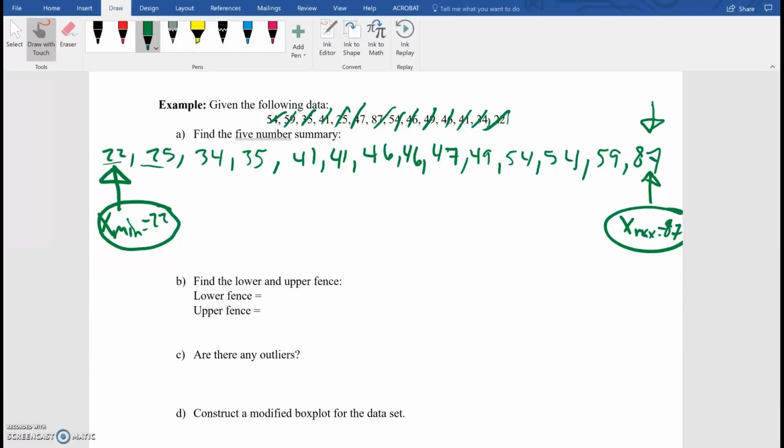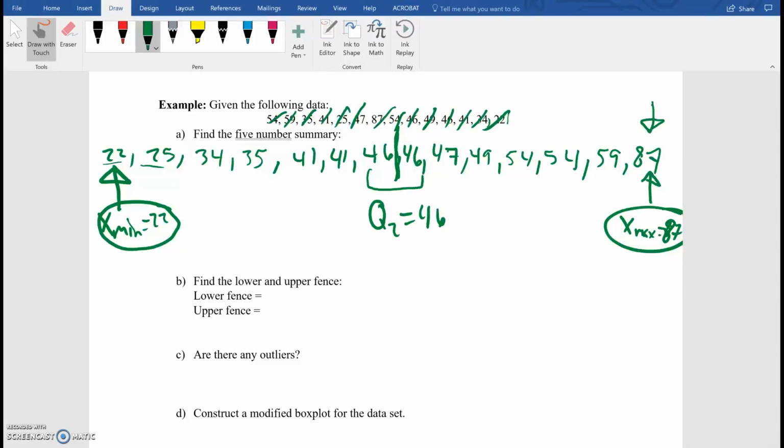Anyways, now let's go ahead and figure out where my median is. There are 14 numbers, so it's going to be somewhere around here. So my median is a number between here and here, which in this case is just 46, so Q2 is going to be 46.